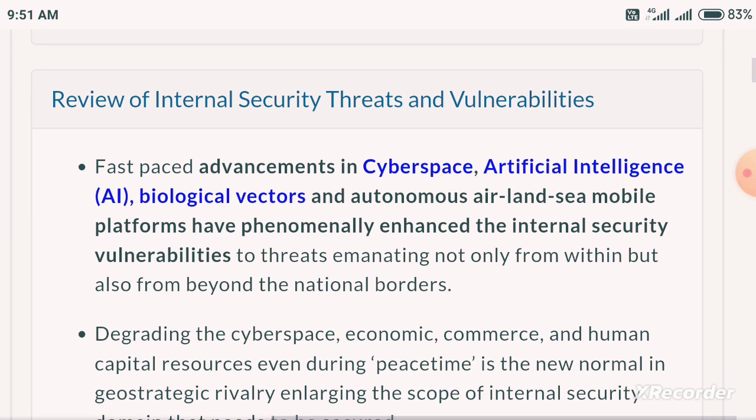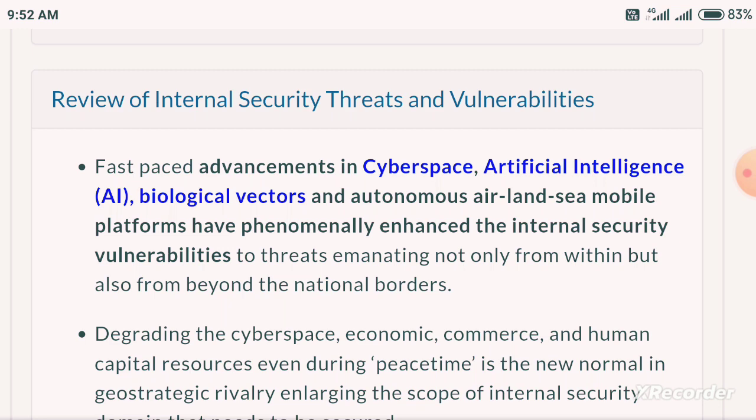So the first point is: fast-paced advancement in cyberspace, artificial intelligence, that is AI, biological vectors, and autonomous air, land, and sea mobile platforms have phenomenally enhanced internal security vulnerabilities to threats emanating not only from within but also from beyond the national borders.